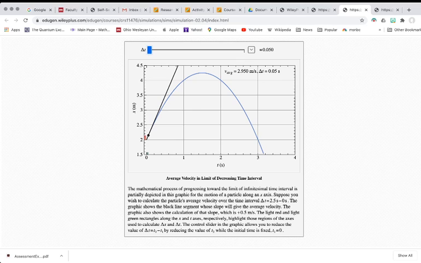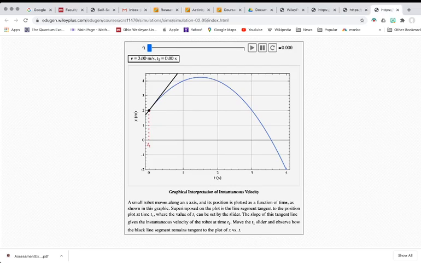So now let me show you the same curve. It's really the same position versus time curve. But now the little slider that I have is labeled T1. And as I move that slider, it draws the tangent line in black to the position time curve and gives me the slope of that tangent line, and that's the instantaneous velocity v.